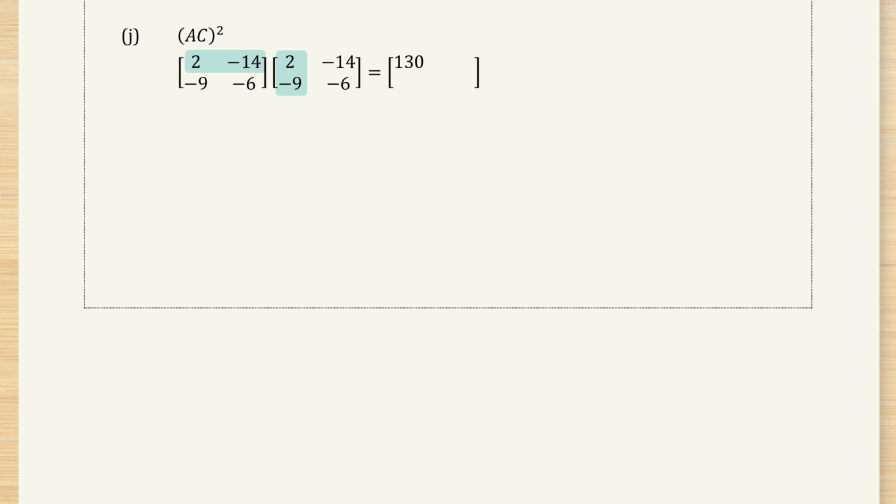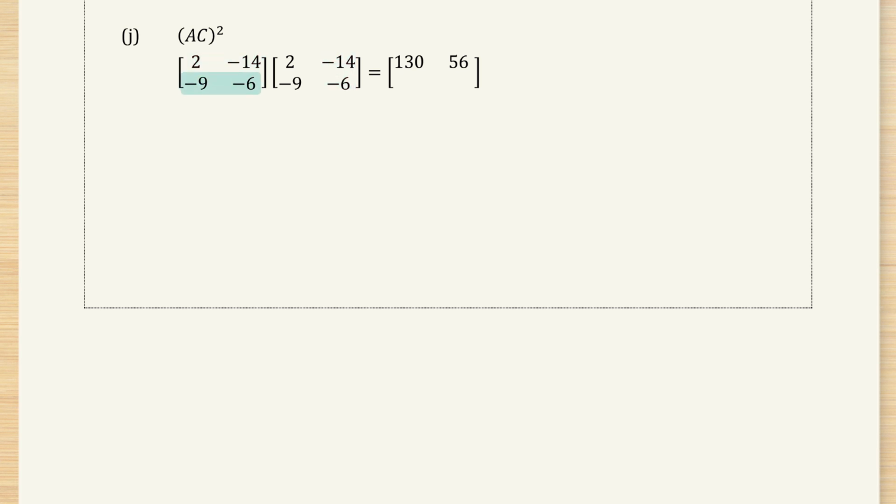Then take the same row, 2, -14, in the left matrix, and multiply by the column -14, -6 of the right matrix. 2 times -14 plus -14 times -6. Add them together, it's 56. We put 56 in the first row, second column, because it came from multiplying the first row of the left matrix with the second column of the right matrix.